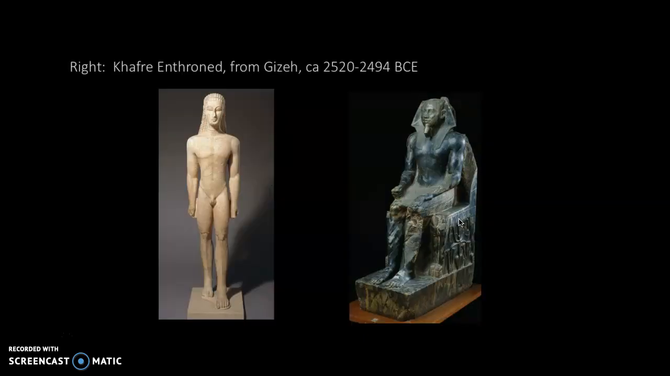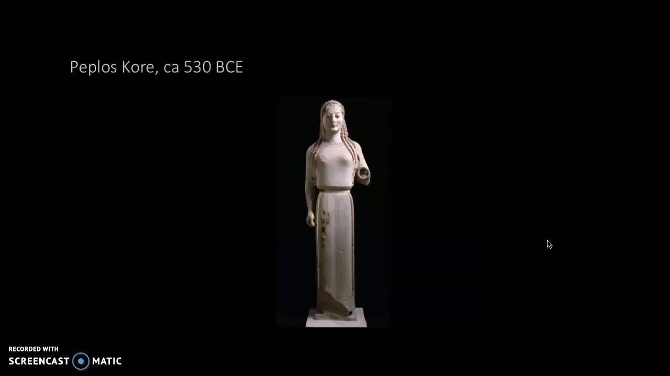Here, just to go back to an Egyptian example, this is Khafre enthroned, that we looked at a few weeks ago. We can see here, they're both kind of static, but we see, of course, in Khafre all of those expressions of political power that we don't have in the koros.